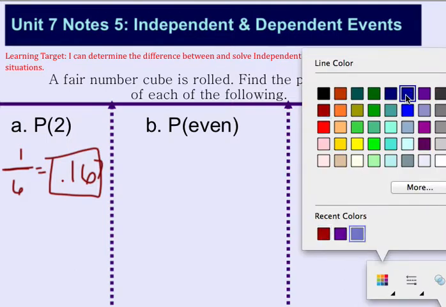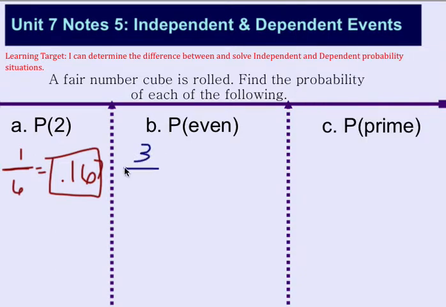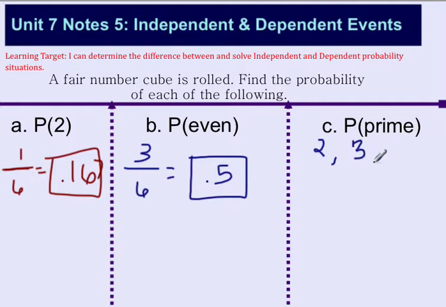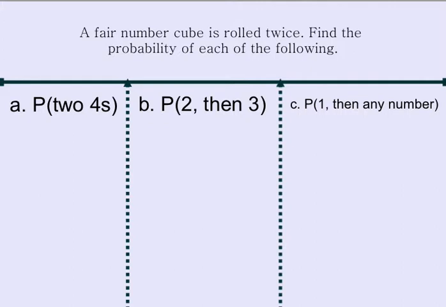Now I want to find the probability of rolling an even. There's 2, 4, and 6, so there are 3 evens on a die out of 6 total. 3 divided by 6 is 0.5. Then, let's figure out how many are prime. Remember that 2 is a prime number, and then we have 3 and 5. So 3 out of the 6 are prime numbers, which is 0.5. That's a lot like what we did on our previous note sheet. Let's take a look at this next one.